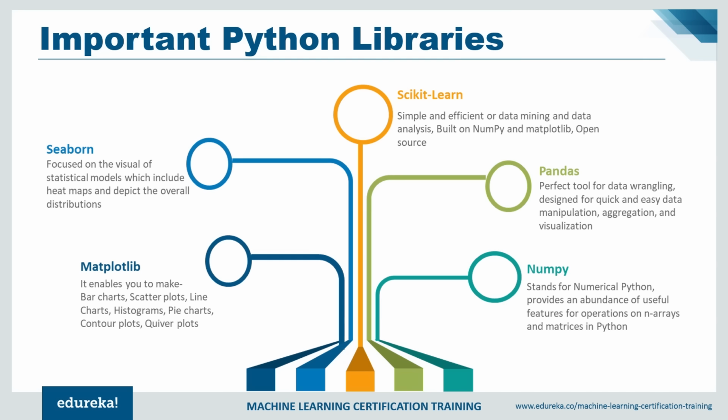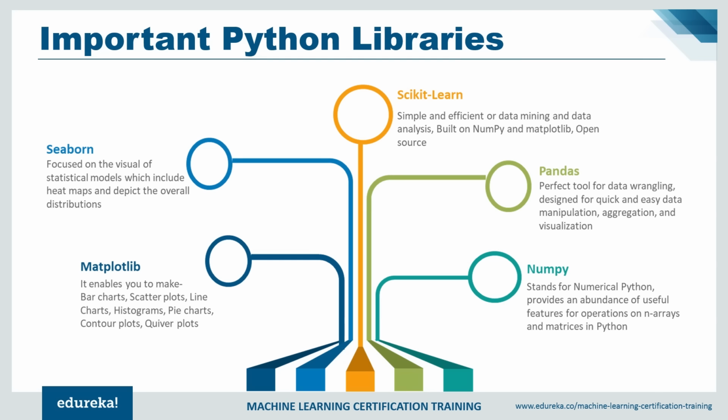Now next we come to scikit-learn, and scikit-learn is one of the most famous libraries of Python, I would say. It's simple and efficient for data mining and for data analysis. It is built on NumPy and Matplotlib, and it is open source. Next on our list we have Pandas. It is the perfect tool for data wrangling, which is designed for quick and easy data manipulation, aggregation, and visualization.